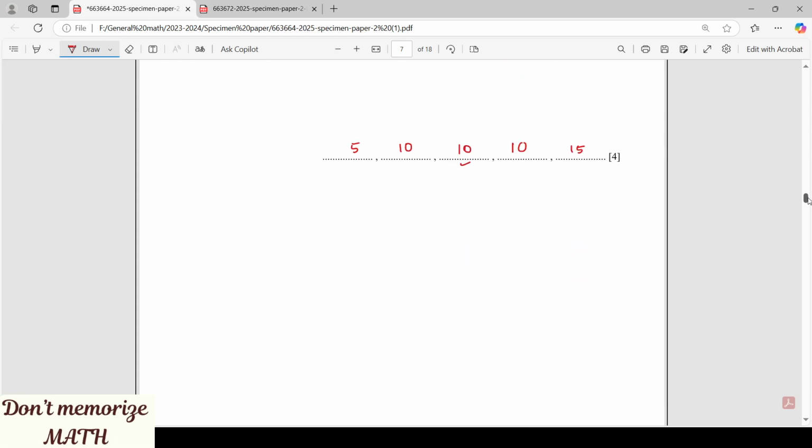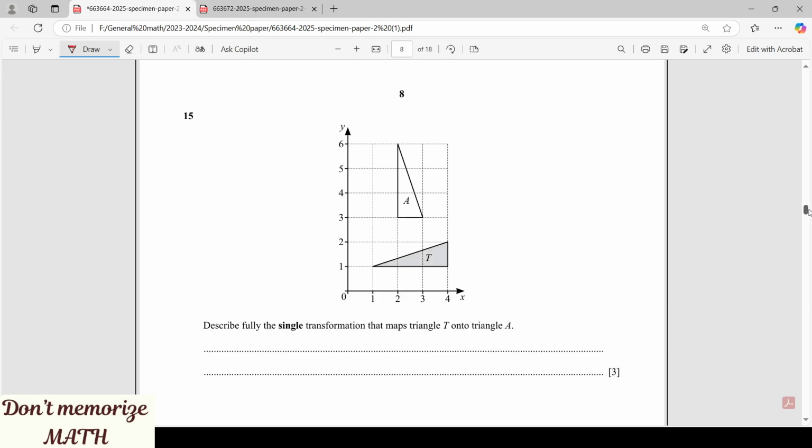We'll move to the next question, question number 15. Yes, transformation. Okay, describe fully the single transformation that maps triangle T onto triangle A. So here it is 3 marks, so minimum 3 points we have to write. Like which type of transformation is this? And it depends on the transformation.